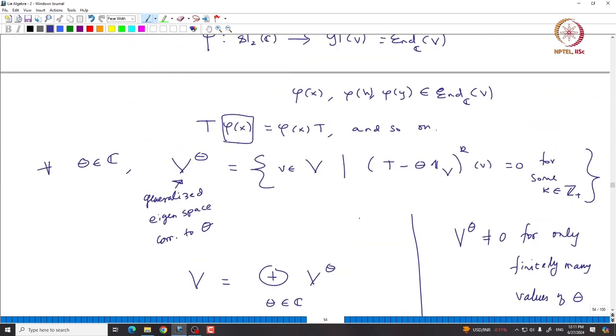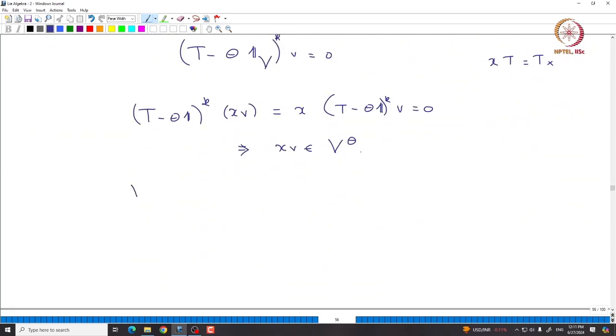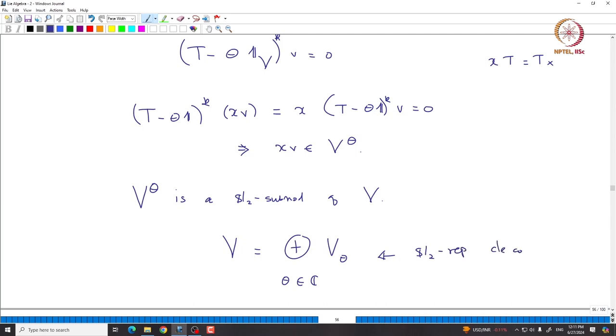So if you have operators that commute with T, then the generalized eigenspaces of T become invariant under those operators. In particular, it will be invariant under all of these operators, phi of x, phi of y, phi of h. So in particular, it will be invariant under the entire sl2 action. That means V theta becomes an SL2 submodule. So V theta is an SL2 submodule of capital V. Okay. So we have V being the direct sum of V theta, where theta varies over C. This is indeed an SL2 representation decomposition.